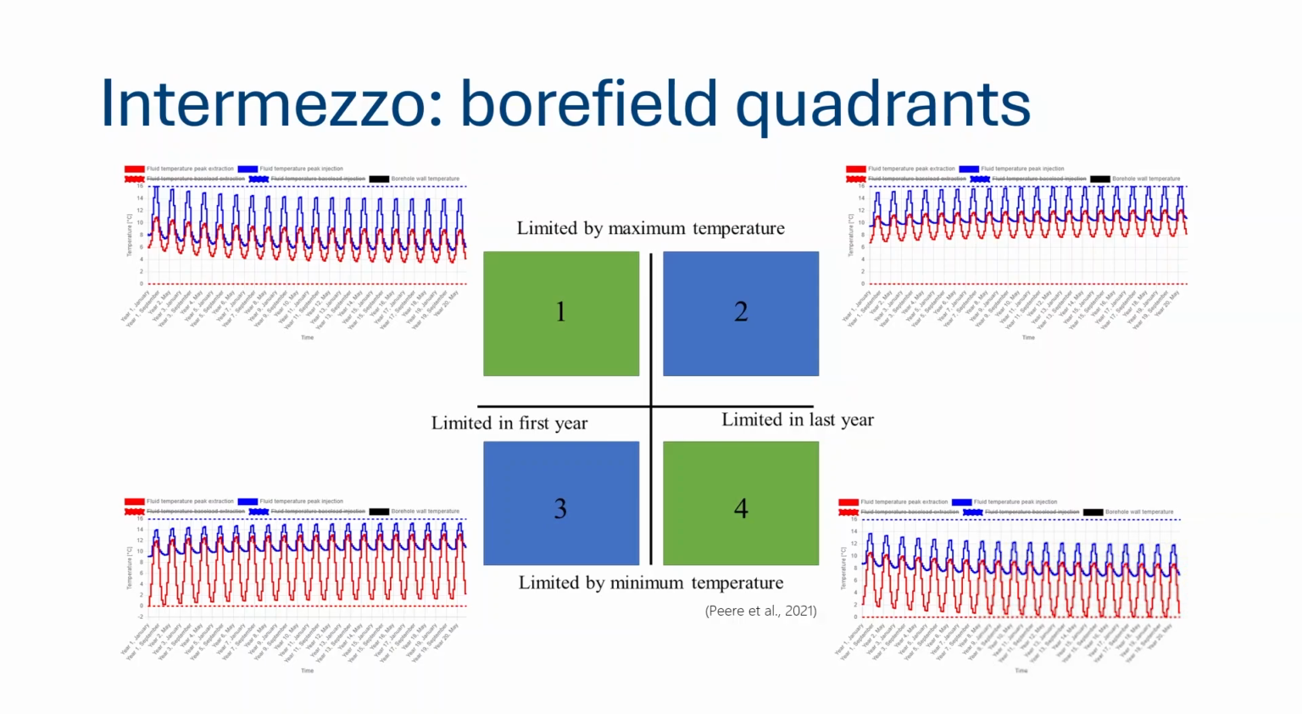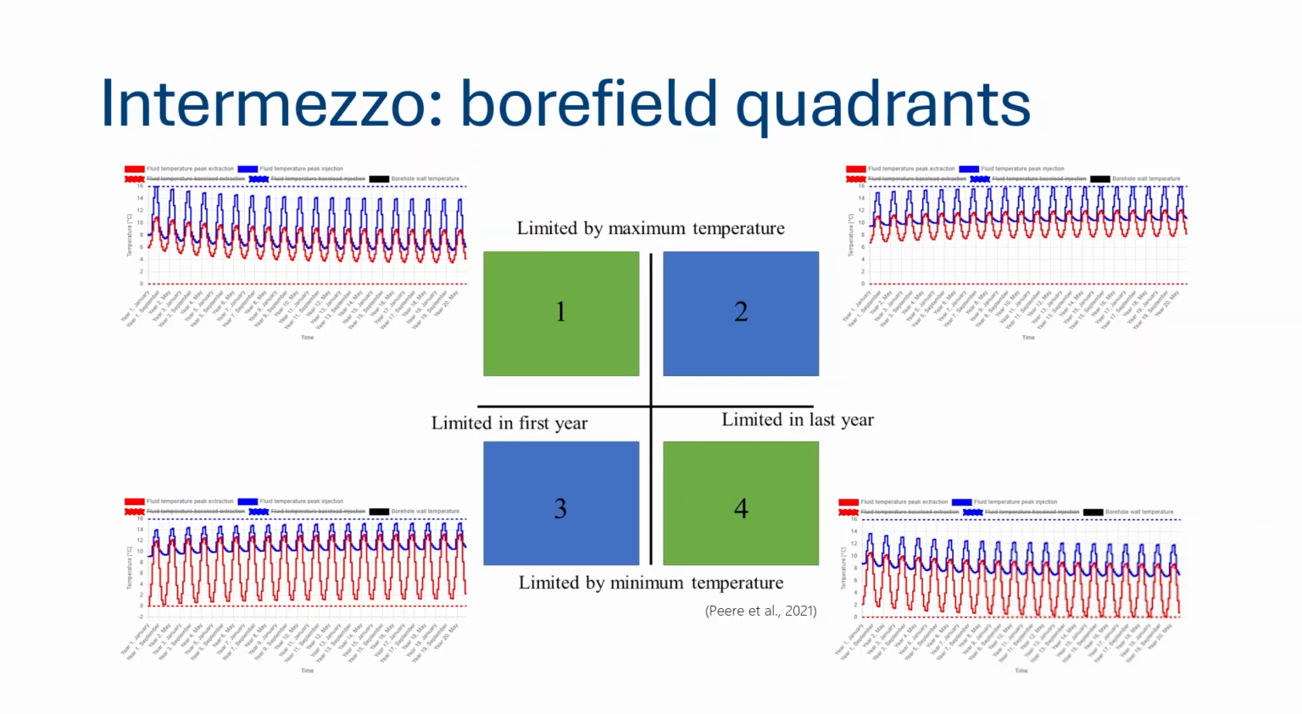But what we said here is that no matter the borefield, it will always be able to be categorized in one of these 4 quadrants. So each borefield will be sized or limited by either the maximum or the minimum average fluid temperature, and either in the first or in the last year of operation. So when we're thinking about how you should design your borefield, you do not know a priori in which of these 4 quadrants it will be.